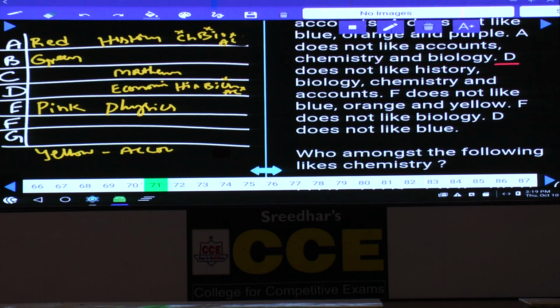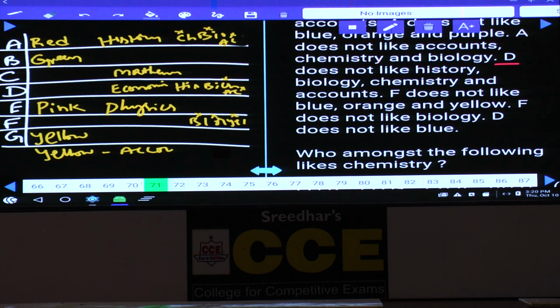F does not like blue, orange and yellow. As blue, orange and yellow are ruled out, yellow cannot be liked by this F. A, B, C, D and F were ruled out for yellow. Why? Because if yellow is there, accounts must be there. Hence, what is the only possibility left over here?